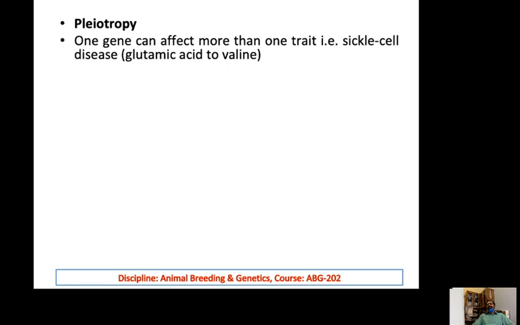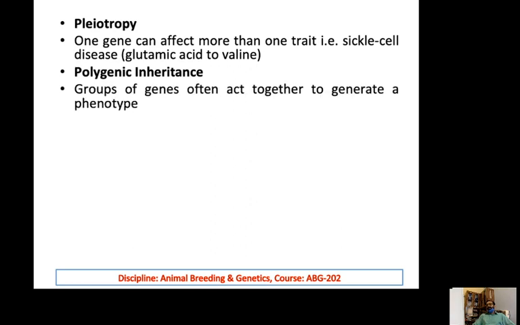Pleiotropy, one gene can affect more than one trait. For example, sickle cell disease, where glutamic acid changes to valine. This is a change of the amino acid, and it can affect more than one trait. Then the polygenic inheritance, a group of genes get together to generate a phenotype. I have just given you the example of milk production or height in a human being. So these are basically polygenic traits.